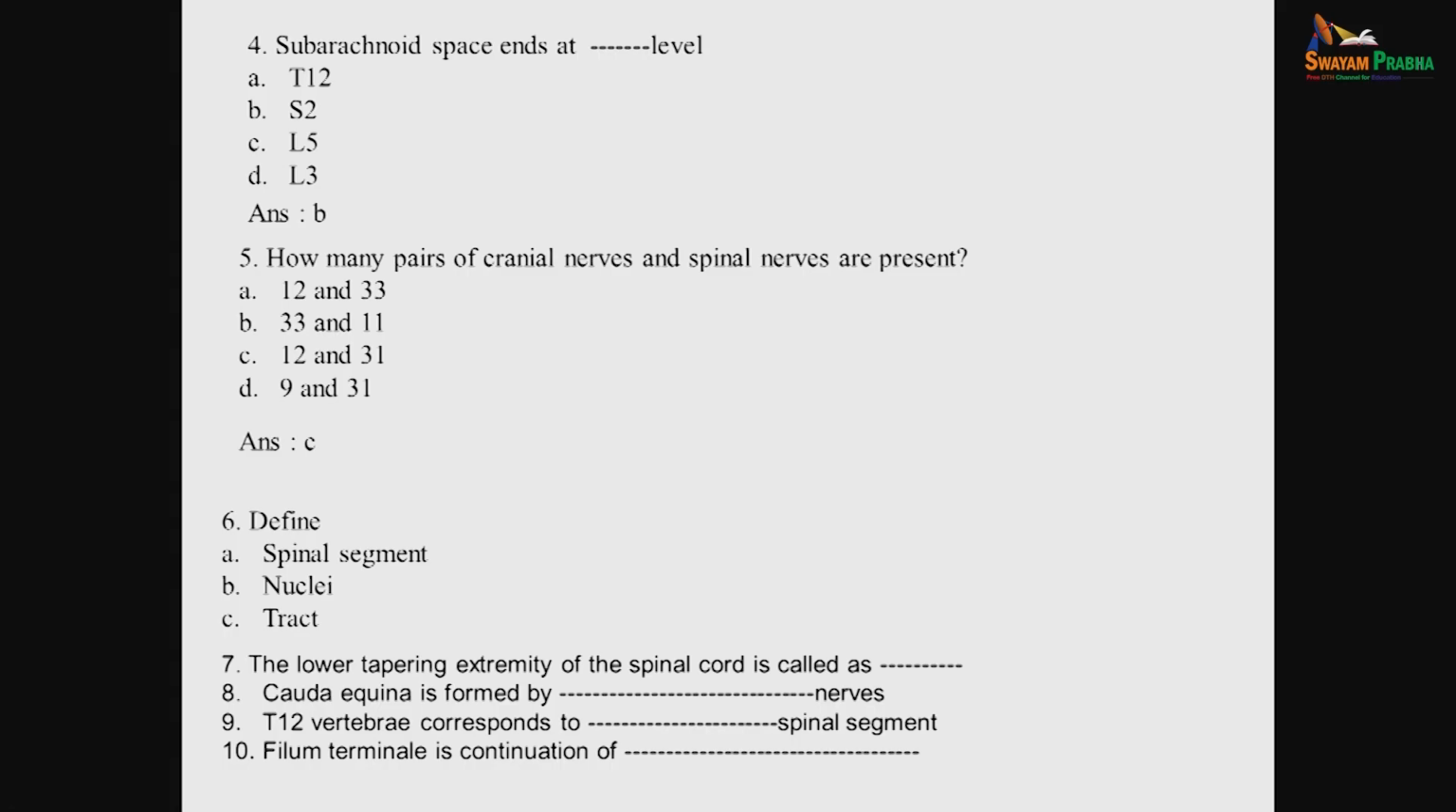Next we talked about the cauda equina. So the cauda equina is formed by which nerves? Lower 4 pairs of lumbar nerves, 5 pairs of sacral nerves and 1 pair of coccygeal nerves. Next question is, T12 vertebra corresponds to which spinal segment? We talked about the vertebra and the underlying spinal segment. We mentioned that corresponding to the vertebra, the underlying spinal segment will be caudal. So the T12 vertebra will correspond to the L5 spinal segment.